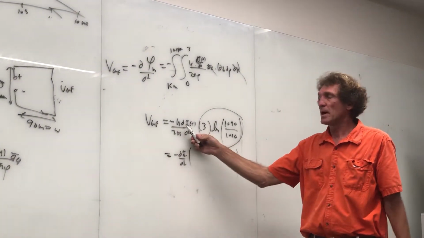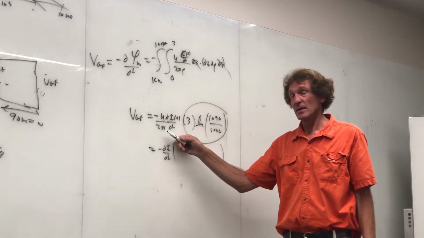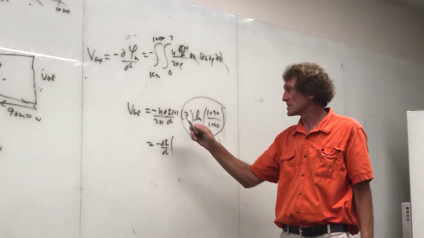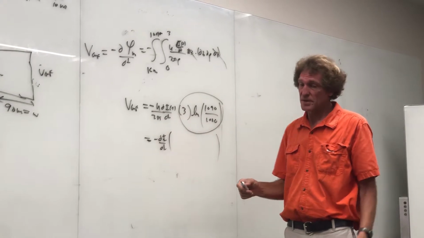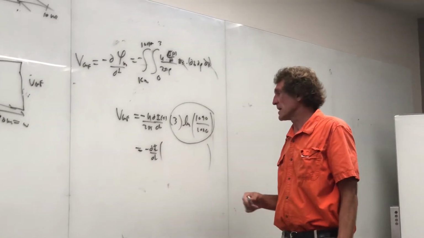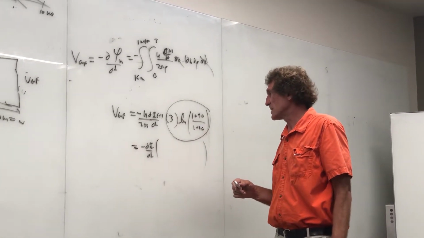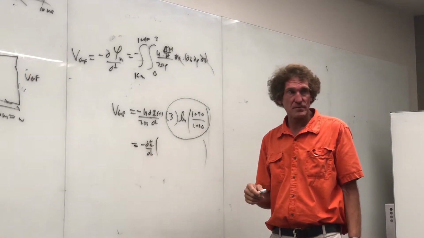So mu naught is 4 pi times 10 to the minus 7th, divided by 2 pi would be 2 times 10 to the minus 7th, times 3, which would be 6 times 10 to the minus 7, times the natural log of 1090 over 1000. What do you get for that?